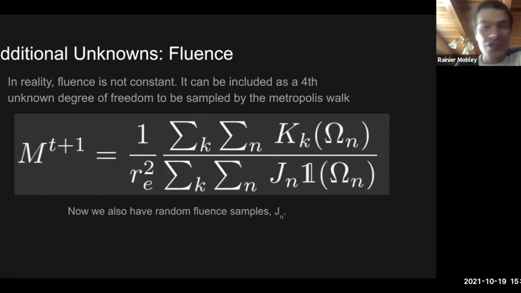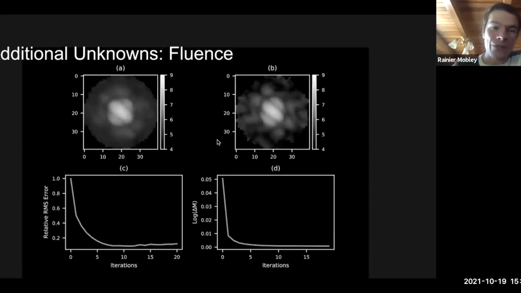In addition, you could do fluence as a random variable. And in fact, you have to for experimental data. This is the same update rule, but also taking fluence as a random variable gives you an update rule that looks something like this. Oh yeah, here's the fluence result. Similar sort of thing. It's starting to look all right.